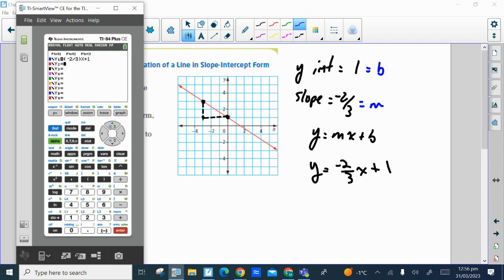Now, my windows are probably set to something different because I was using it this morning in another class. Yep. So what I'm going to do is I'm going to go zoom 6. Zoom key is at the very top there in the middle, and then 6 sets the windows to the standard settings, which is between -10 and +10 on both axes. So that certainly looks like the line that we have, okay? But we can check it, and here's how.